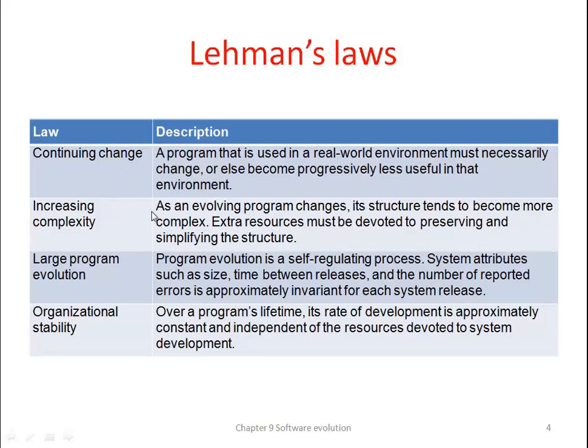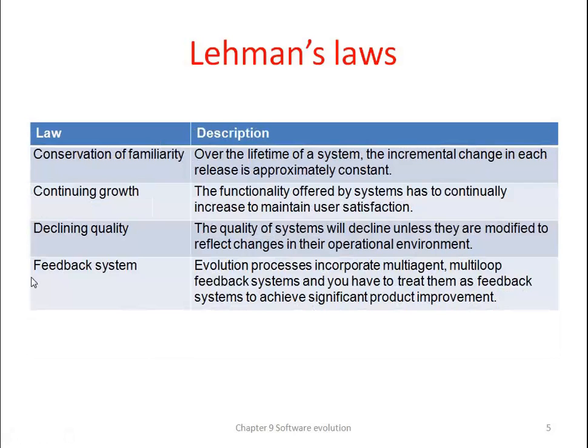Similarly, increasing complexity. As an evolving program changes, its structure tends to become more complex, and automatically when you add new functionality, its structure becomes complex. Extra resources must be devoted to preserving and simplifying the structure. So increasing complexity is the second law, and so on. Large program evolution, organizational stability, conservation of familiarity, continuing growth, declining quality, feedback system are all Lehman's laws.